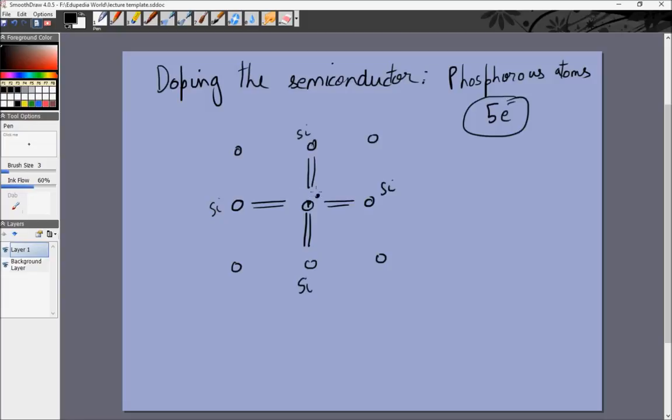Now, here's a point I want you to clearly understand. Just because there's an extra electron does not mean there's an extra negative charge. There's also an extra proton which is inside the nucleus, but they never move, right? So, doping of a semiconductor with this is called a pentavalent element, which means it has a valency of 5.